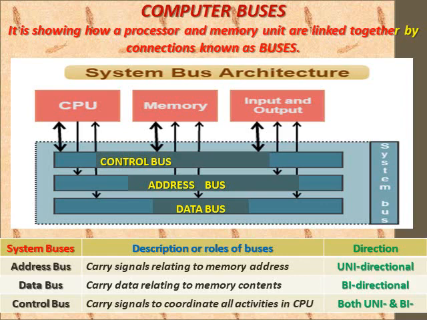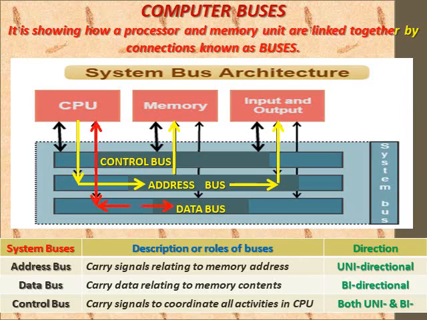Second, the data bus is used to carry data relating to memory content. Third, the control bus is carrying signals relating to the monitoring and coordinating of all activities within the computer system. The address bus is unidirectional, a one-way direction from the processor to the memory unit, or from the processor to the input/output devices. The data bus is a bidirectional data flow.